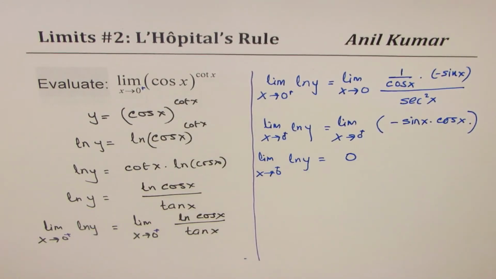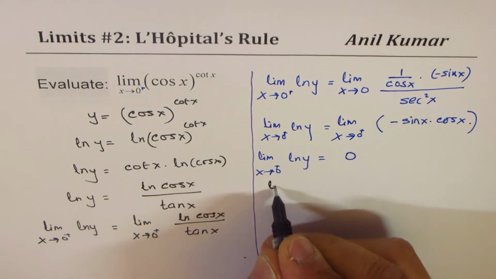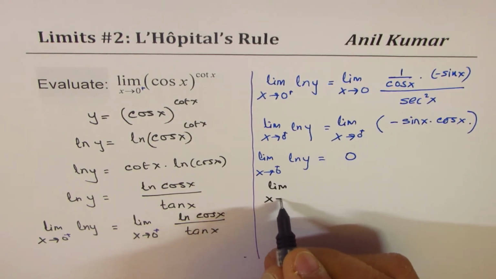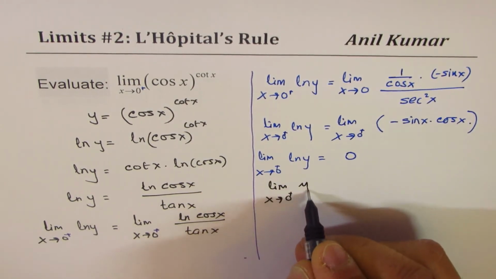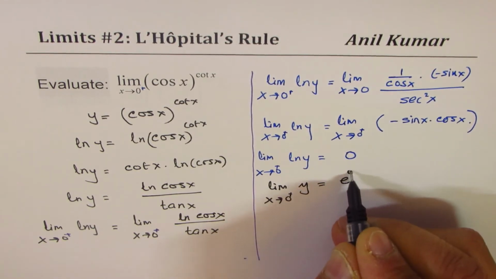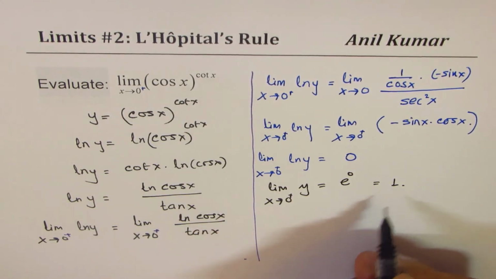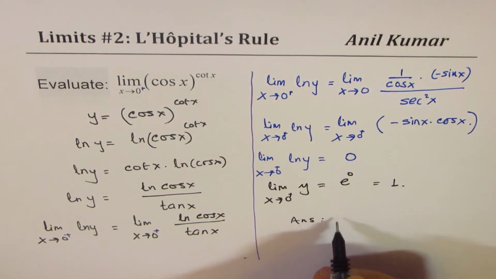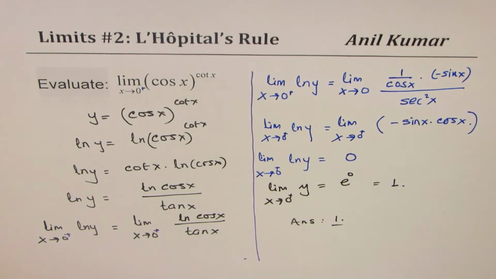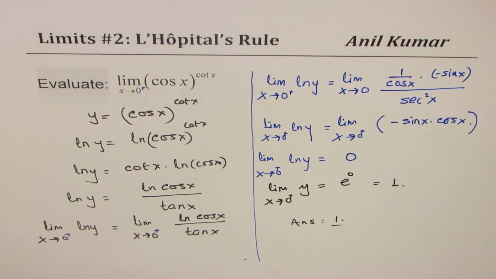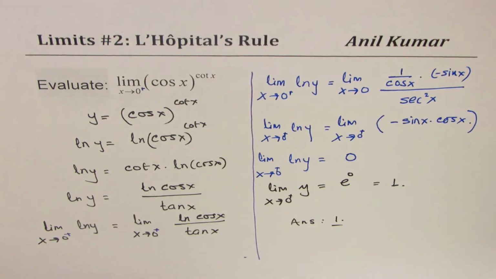And therefore, we can now rearrange and write this as limit x approaches 0 for y is equal to e to the power of 0, which is 1. And therefore, the limit of the given function is actually 1. So we have answer as 1. Correct? So let's take the next question, which is the last question of this series.